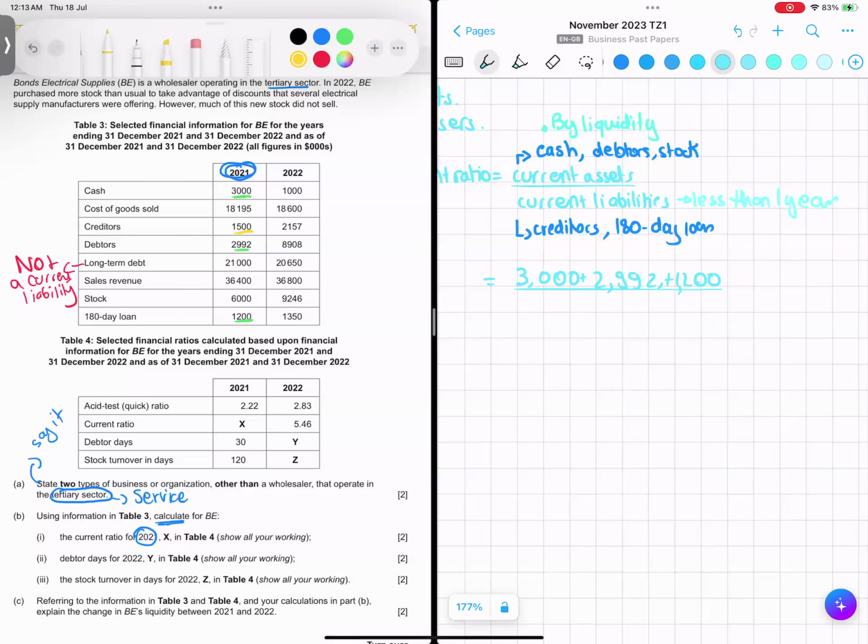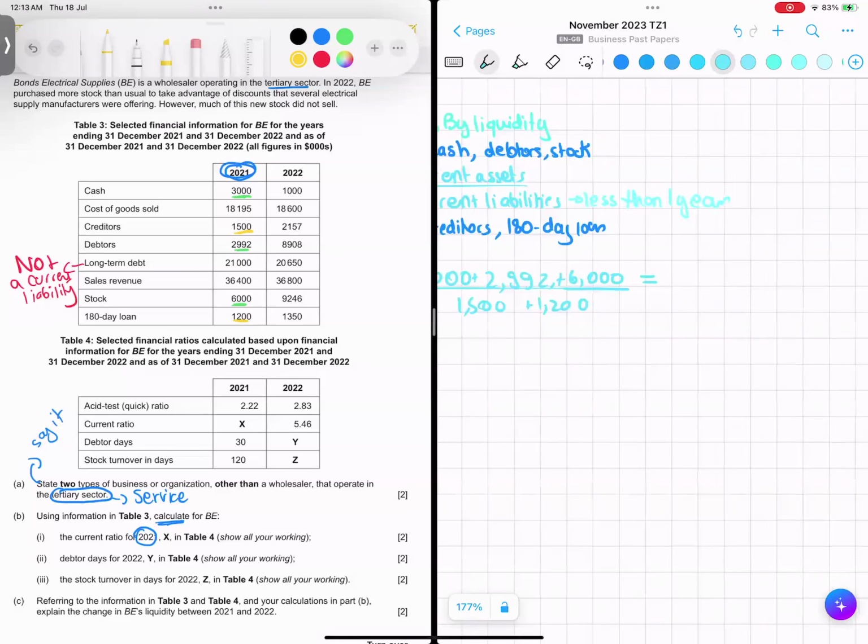Oh, you see, I made a mistake. I mixed up the stock with the 180-day loan. So I have to fix that now. So stock is 1,200, and here I'm going to put 1,200 and 1,500, right? And here I'm going to change the 1,200 to 6,000, right? So this is it. And then we end up just doing all of our work. So we get 11. I'm just going to use my calculator one second.